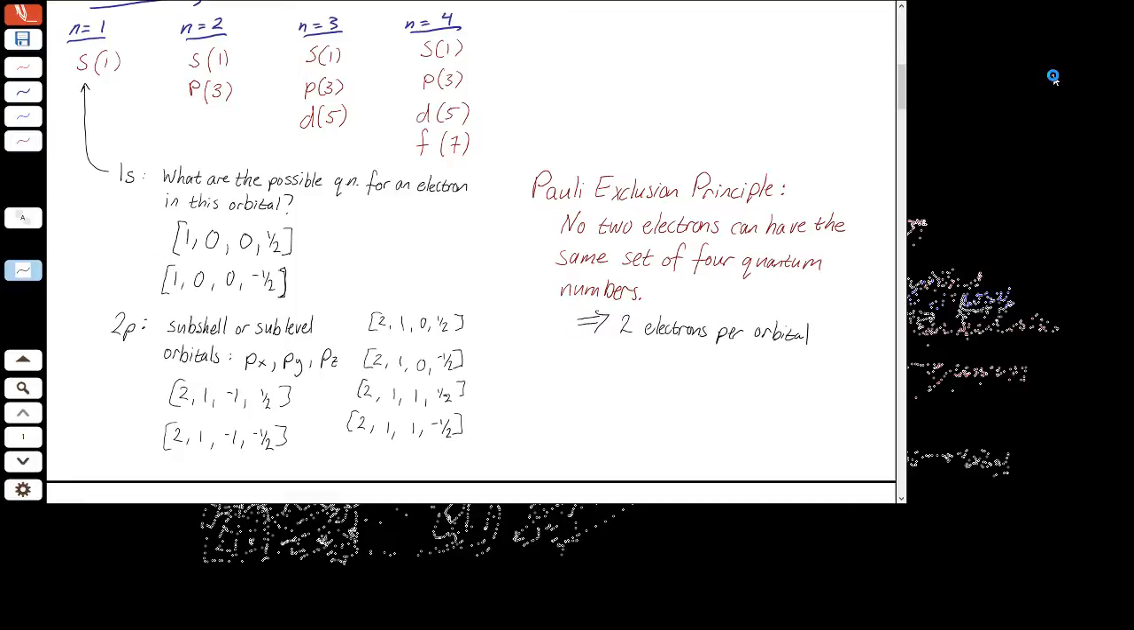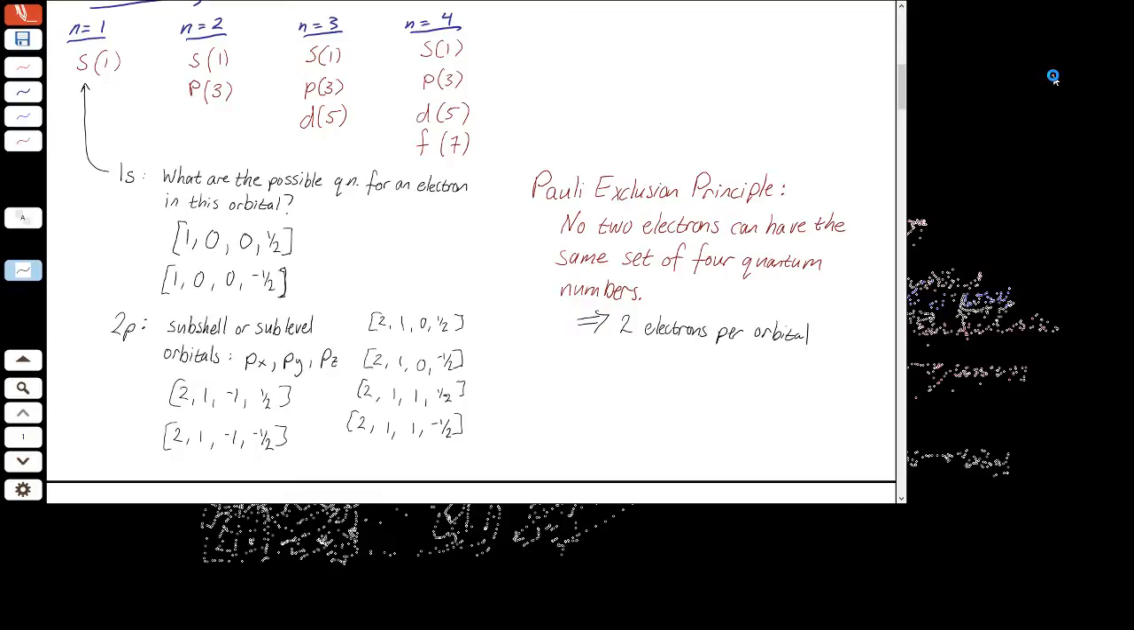Okay, so how many total electrons can fit in the 2p subshell? 6, right? That's what our rule just said. If you want to put an electron in an atom, it's got to have at least one different quantum number from any other electron. So if those are all the different possibilities for sets of quantum numbers in the 2p, that means we can have 6 electrons in the 2p subshell.